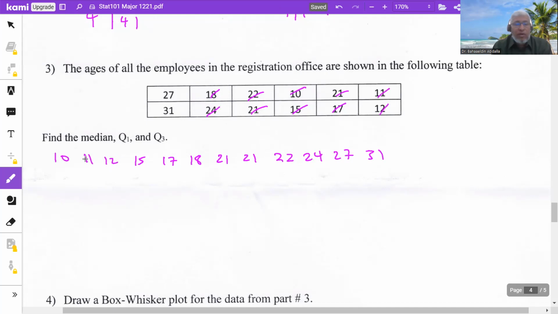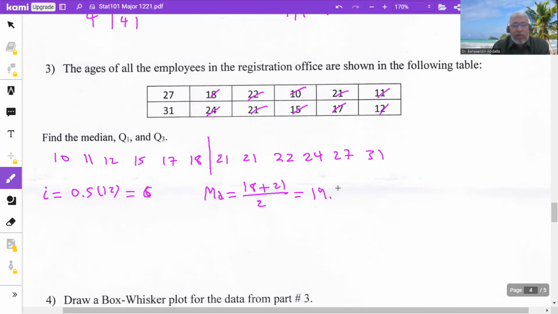Well, how to find the median? If we start with the median, the position of the median is what? We have 12, so we multiply 0.5 times 12. Number 6. Since it is an integer, we add 0.5: 1, 2, 3, 4, 5, 6, 7. So it is between these two numbers. The median, MD, would be between 18 and 21, so we find their average. The answer would be 19.5. If you check, we have 6 numbers to the right and 6 numbers to the left of the median.